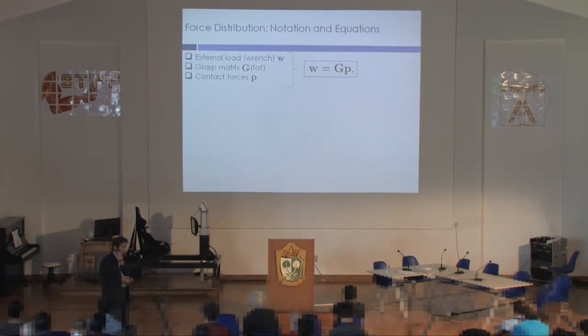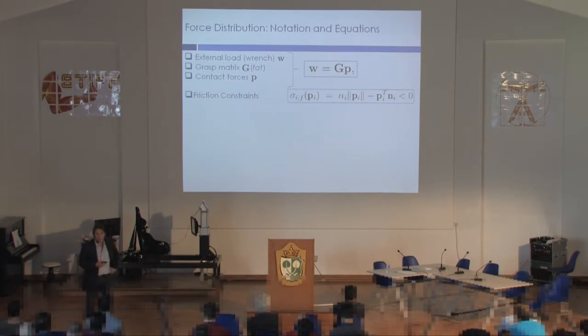I think it's very simple, but I hope you have had some exposure before. So let W be the external wrench that acts on the object. And let P be the contact forces at the fingertips. Then you have a linear map, which is basically a force balance map, which is called the grasp matrix. It's a fat matrix, typically. So in equilibrium, the contact forces at the fingers balance the external wrench through this grasp matrix.